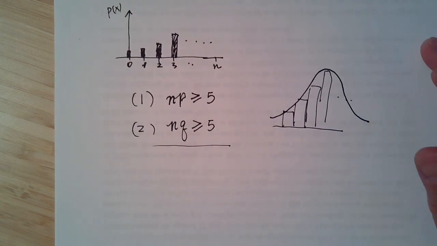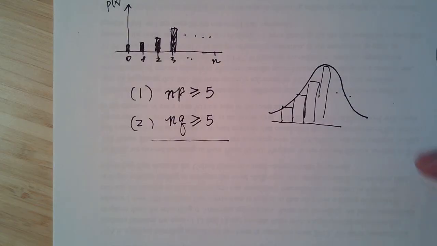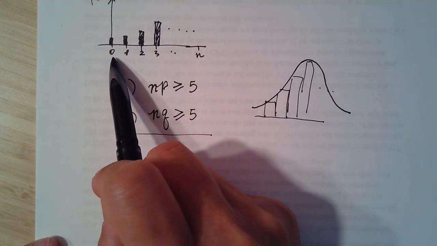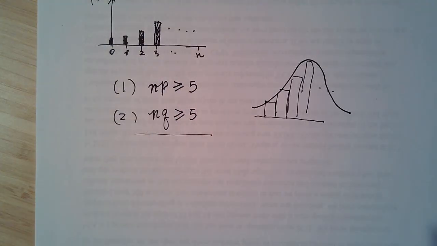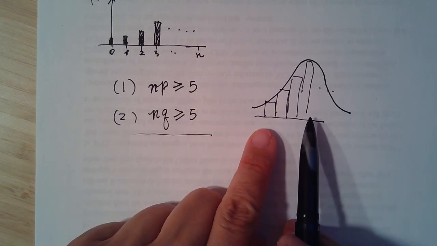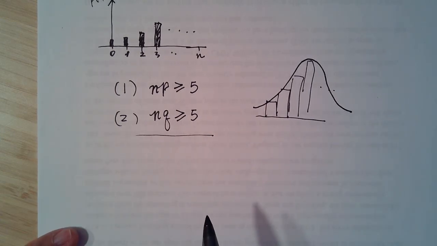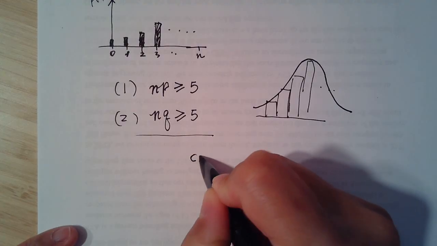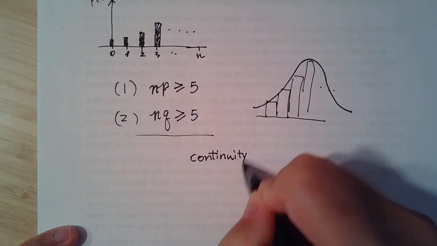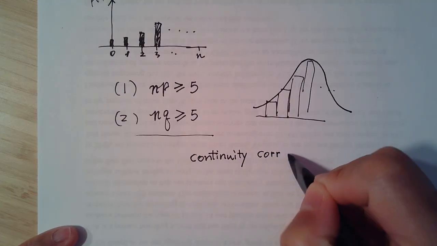However, when we deal with a binomial probability distribution, our x is either 0 or 1 or 2 or 3. They're whole numbers, right? But if we want to use normal as the approximation, there's a problem, because the normal distribution is a continuous distribution, isn't it? Therefore, we have to do something called continuity correction. This is a new term that I hope you can understand.